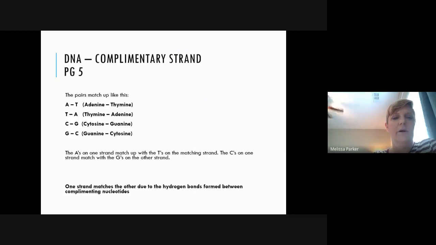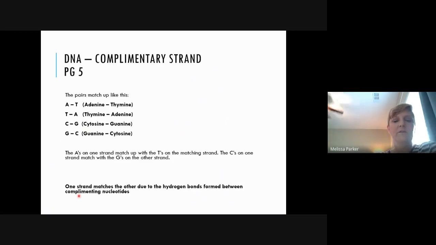Okay, so again, here's the complementary strands for the DNA. Adenine and thymine, thymine and adenine, or cytosine and guanine, or guanine and cytosine. So the A's on the one strand match up with the T's on the matching strand, and the C's on the strand match the G's on the other strand. So one strand matches the other due to those hydrogen bonds that are formed between the complementing nucleotides.